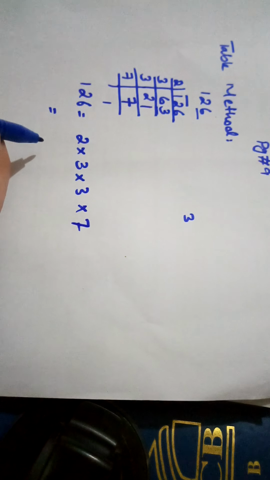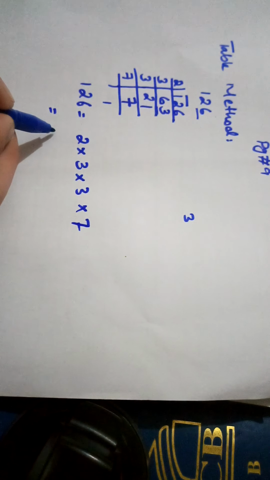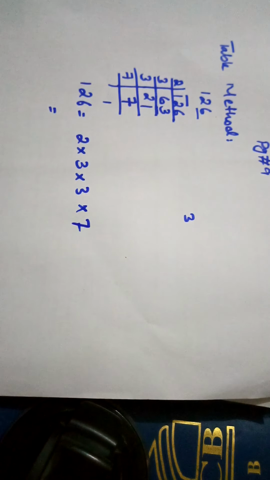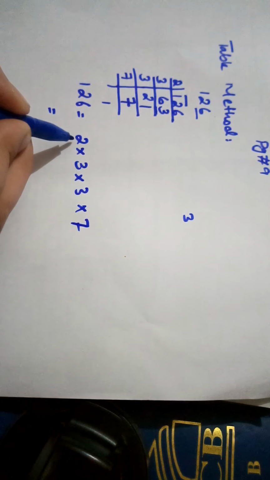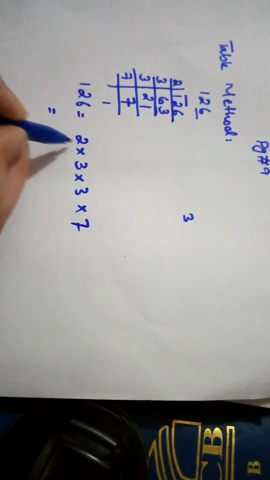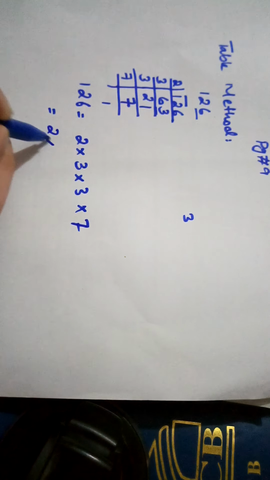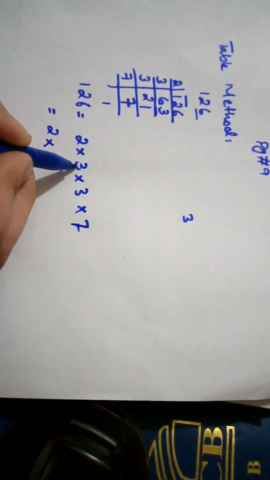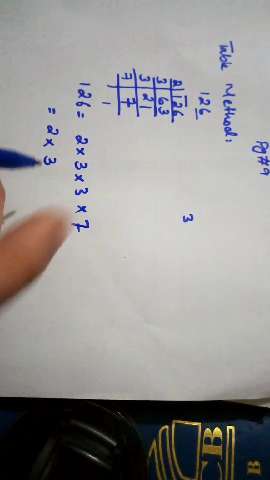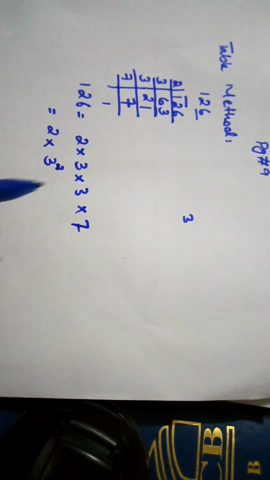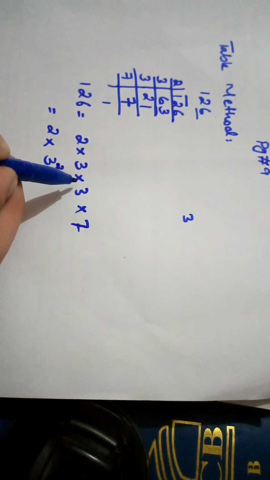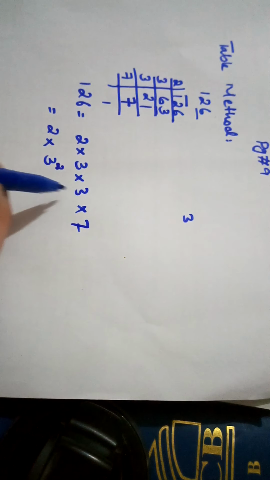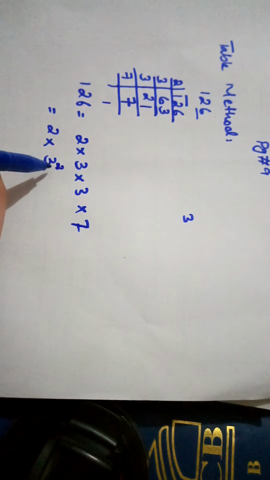What is the meaning of index notation? If you watch the earlier videos that I have uploaded, I completely explained what index notation is. We have 2 only one time, so I write 2. How many 3s do we have? Two. So the index of 3 is 2. The number of times a digit occurs will be its index.